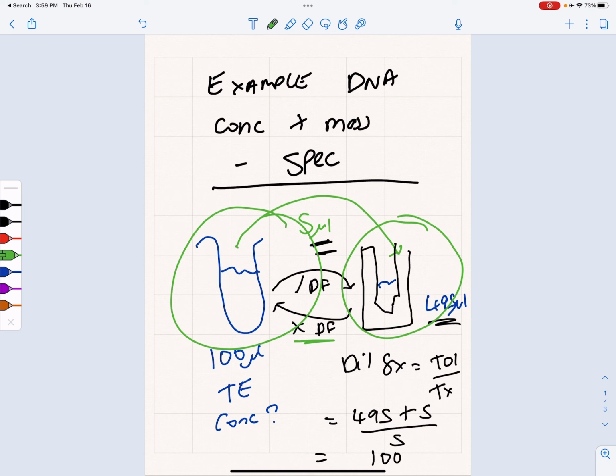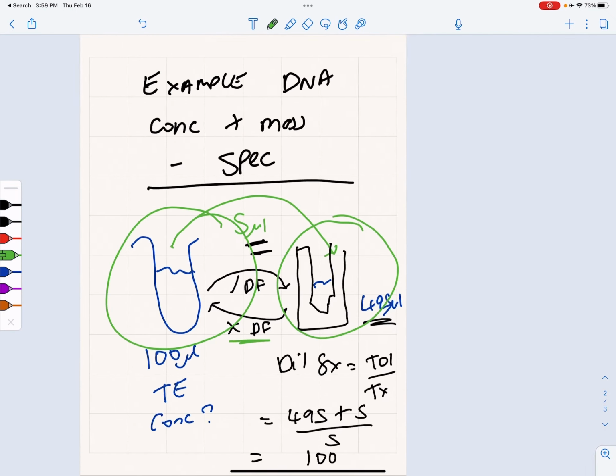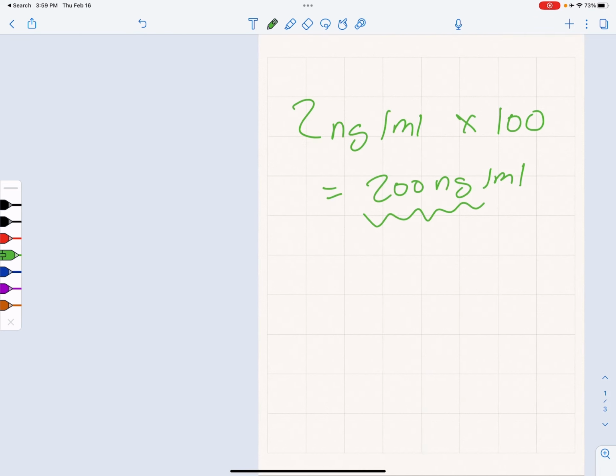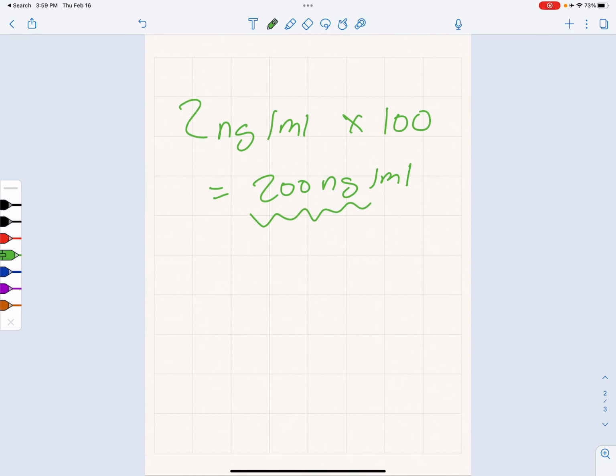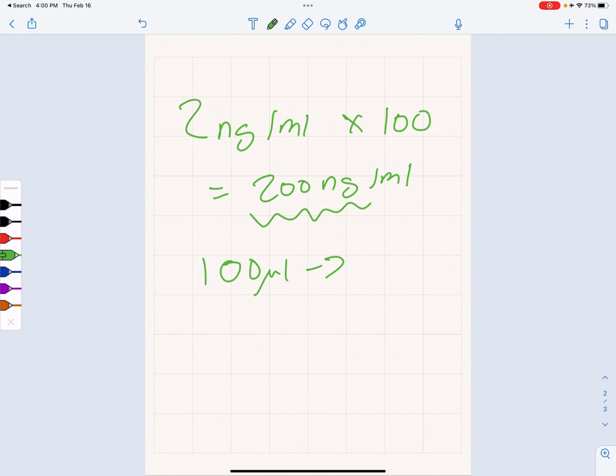However, we want to know how much actual raw mass of DNA we successfully extracted from our E. coli. Even though the concentration is 200 nanograms per milliliter, we didn't have a whole milliliter within this. We only had 100 microliters. So if you remember, 100 microliters is the same as, or sorry, is 0.1 milliliters.